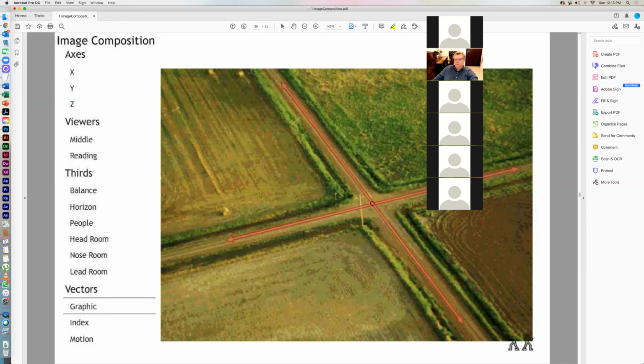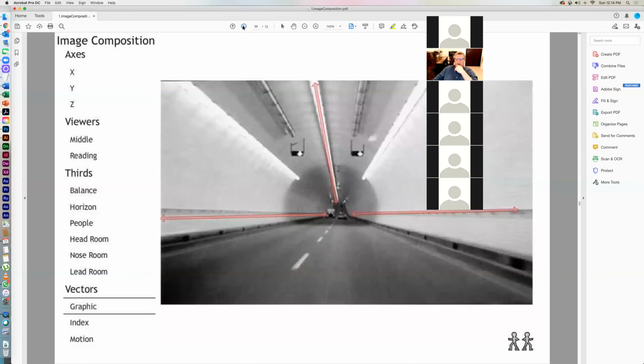That picture would be stronger if this intersection of vectors was over here on this third. It's a little more center than it ought to be, but it's not a totally horrible picture. Okay, the graphic vectors are on the z-axis, which makes them strong. It draws us in.